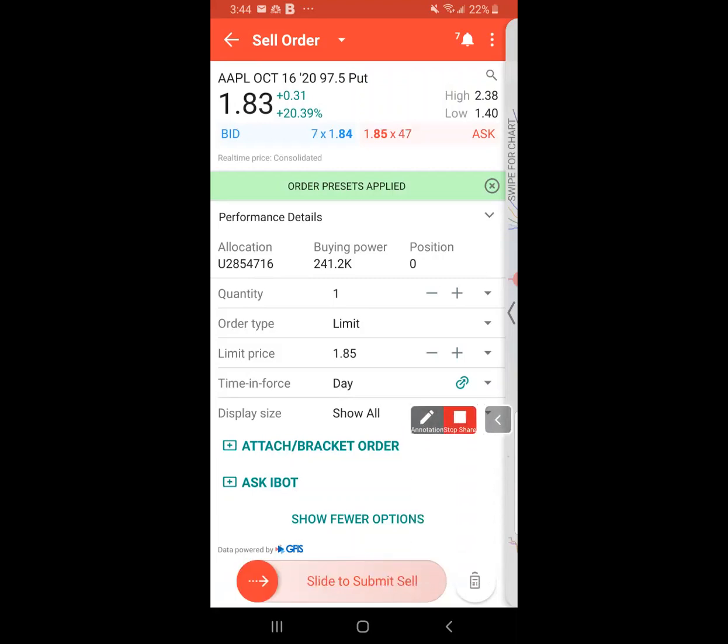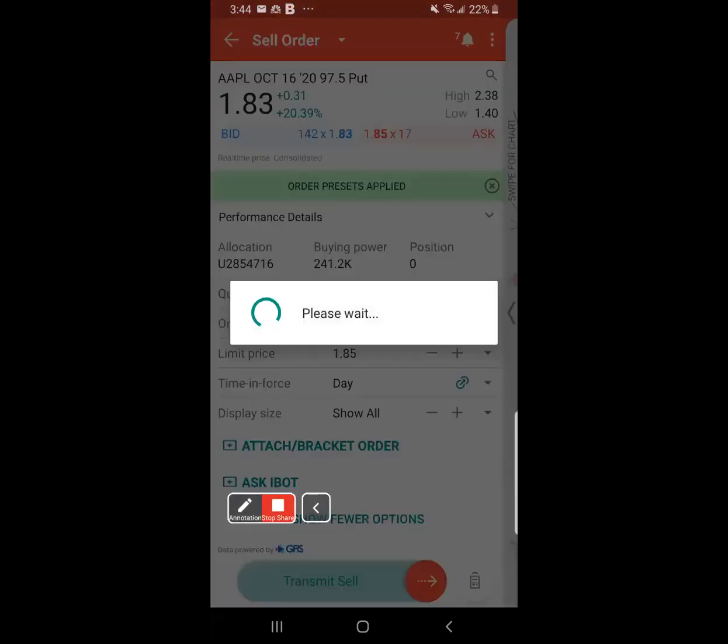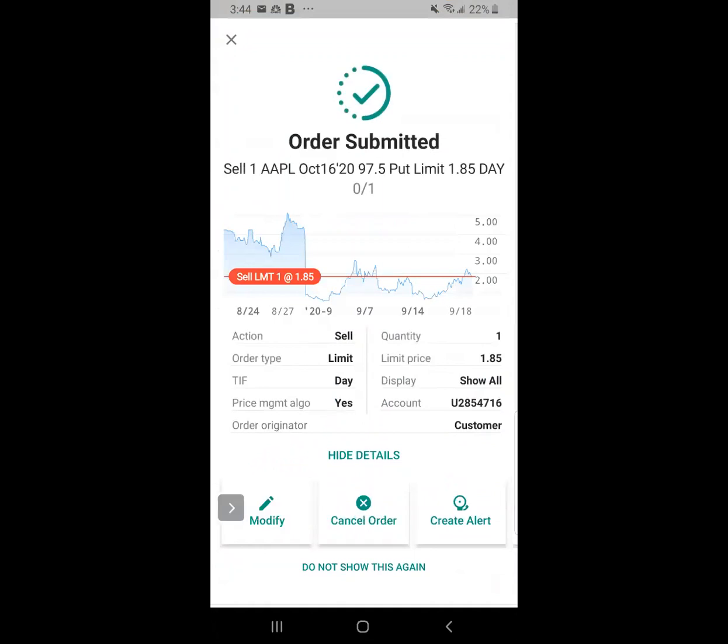So it's submit to sell, and there we go. I'm going to see a bunch of warnings, and there we are. Our trade is in. It's trade submitted. And it's a very simple concept. We've agreed to buy Apple for $97.50, up and until October 16th.